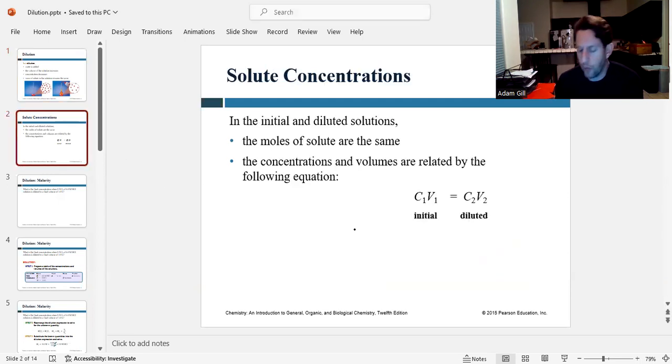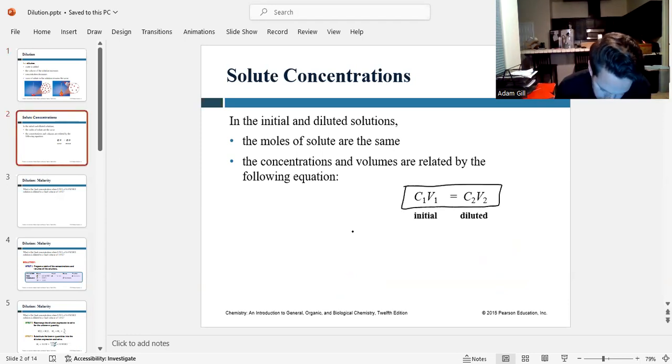Now, we have an equation here. C1V1 equals C2V2. And this is going to be the equation that we use for diluting. 1 means initial, 2 stands for the final or the diluted. And so C is concentration, V is volume. Initial concentration times initial volume equals final concentration times final volume. And we can use this equation to make predictions about final volume or final concentration, depending.